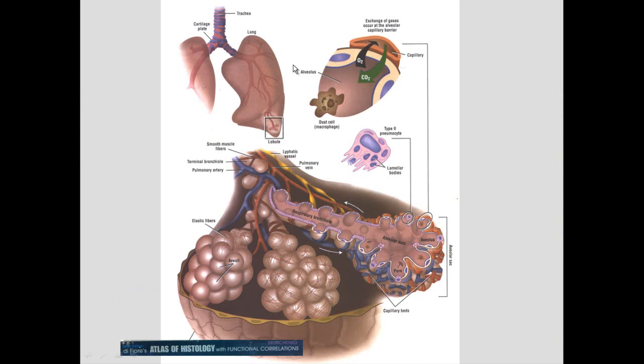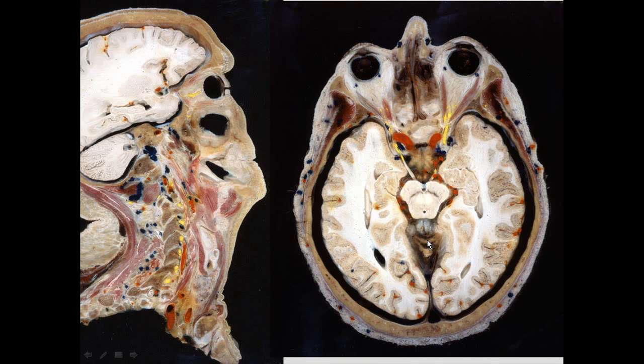Here again we can see an atlas view of the lungs. You can see the tracheal rings in the trachea. We can see the bronchus coming in through here, and then ultimately you have bronchioles. We see one of the lobes of the lung, and we see respiratory bronchiole, alveolar duct, as well as the alveolus.